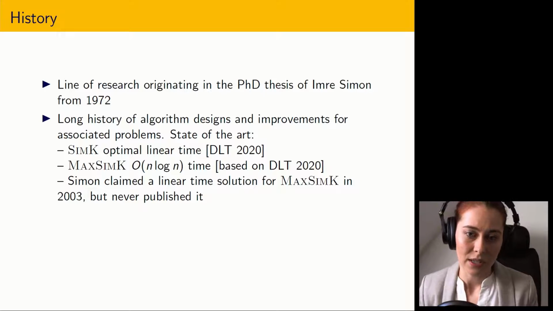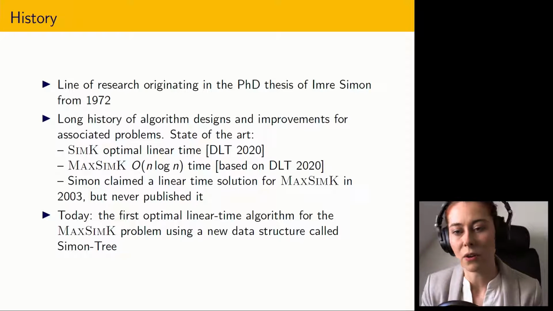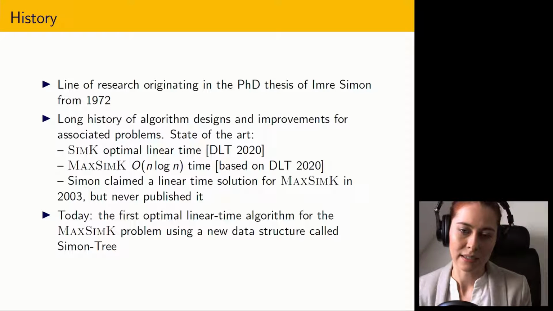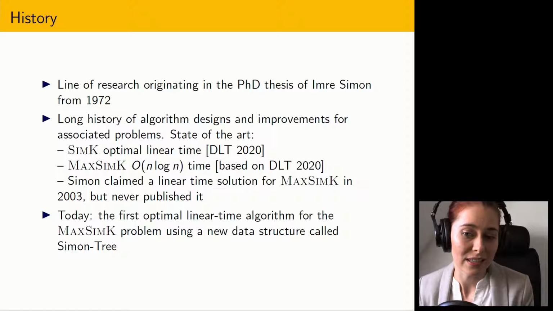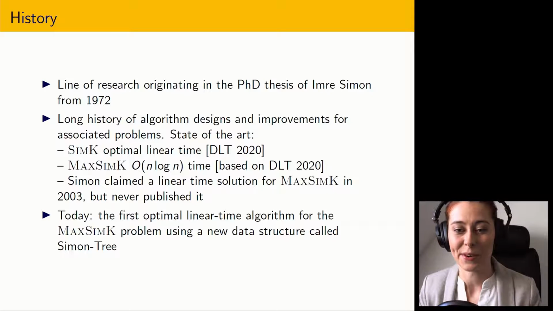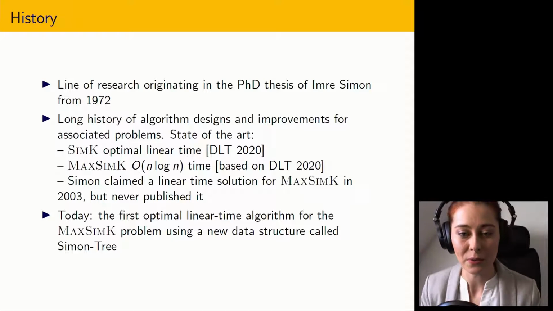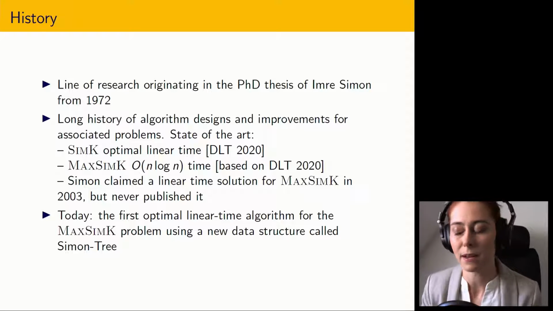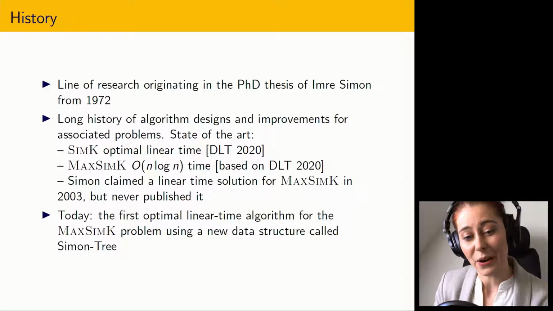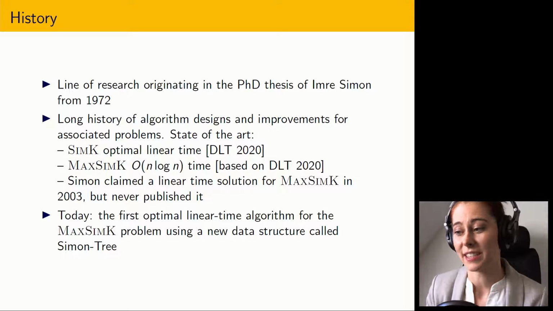Nevertheless, today we are going to discuss this long open problem maximK and introduce an optimal linear time algorithm using a new data structure called Simon tree. For this data structure, we are going to make usage of Simon's congruence and define equivalence classes according to the equivalence of suffixes of one word. And my colleague Tore will now explain how this works exactly.